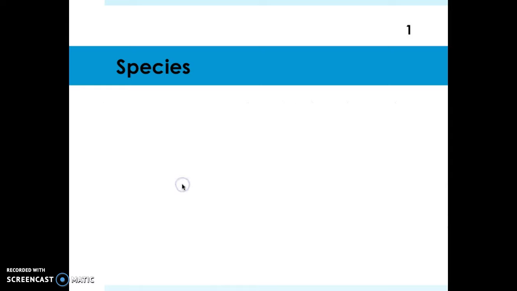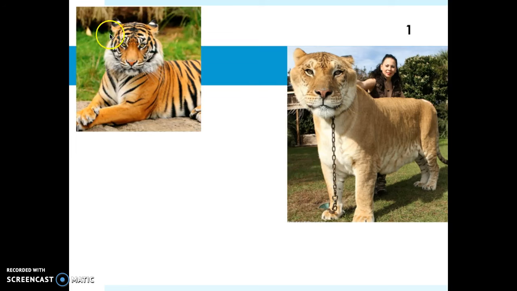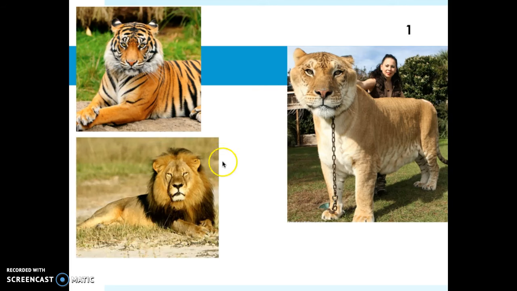So let's take for an example this liger. A lot of you have heard of this, probably in Napoleon Dynamite. Sorry, I couldn't find a picture without a woman in it, but here's a picture of a liger. So you get a liger by breeding a female tiger with a male lion. And what you're going to get is this liger species.